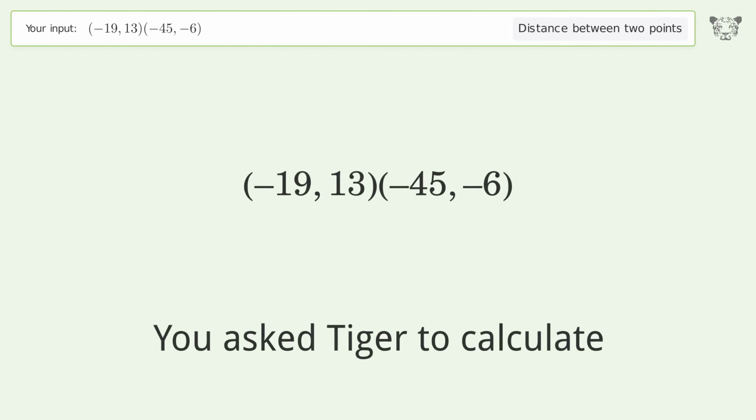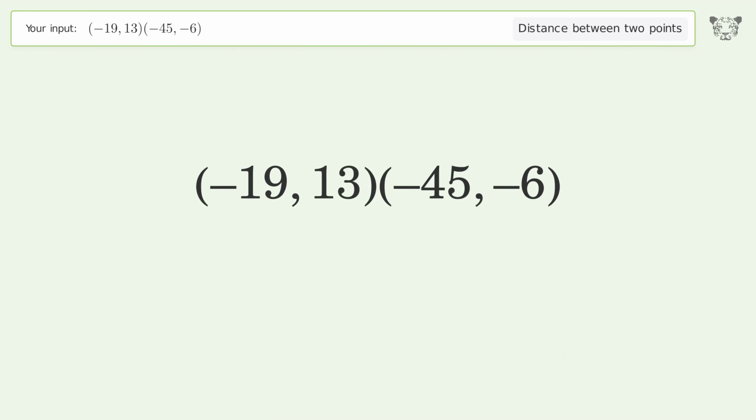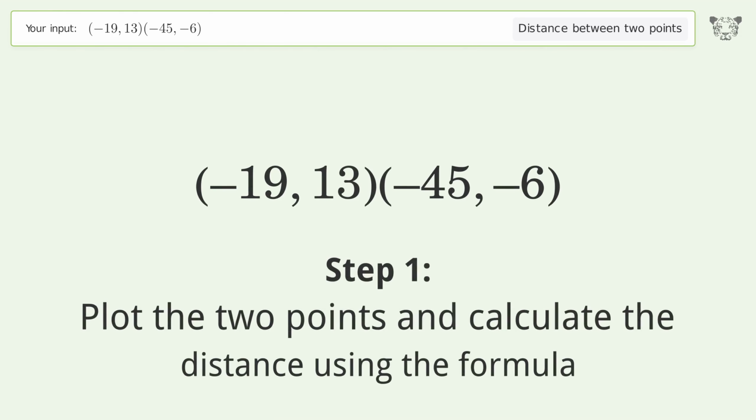You ask Tiger to calculate. This deals with the distance between 2 points. The distance between the 2 points is the square root of 1037, or 32.202. Let's solve it step by step. Plot the 2 points and calculate the distance using the formula.